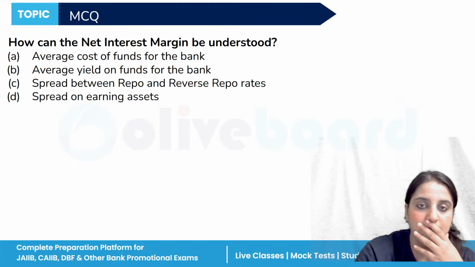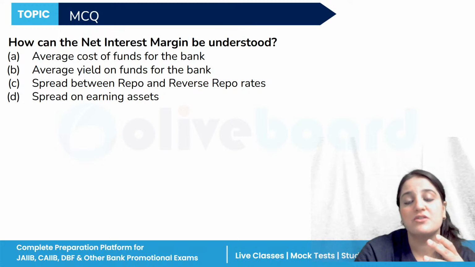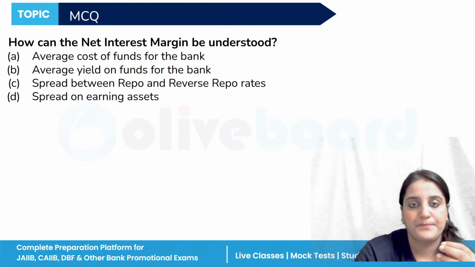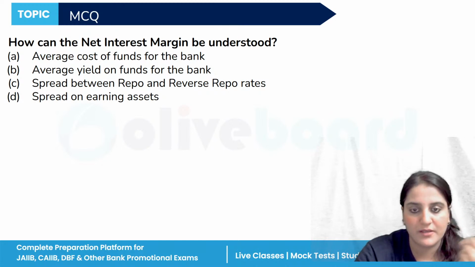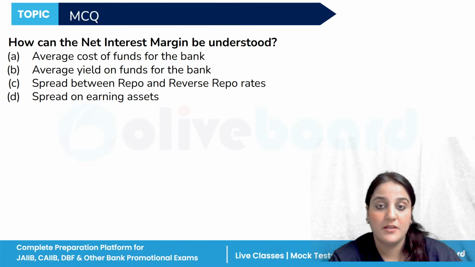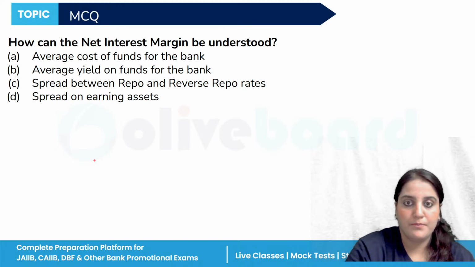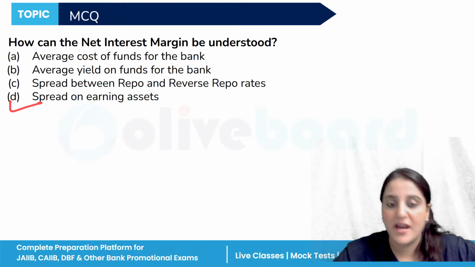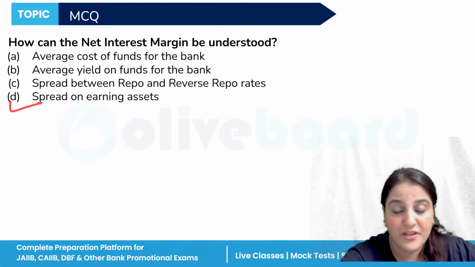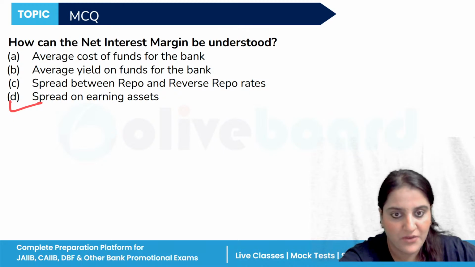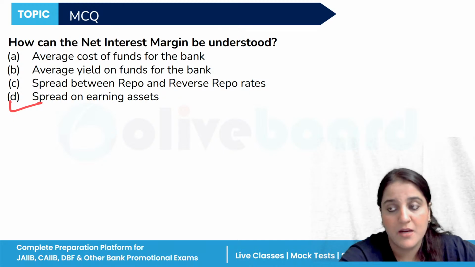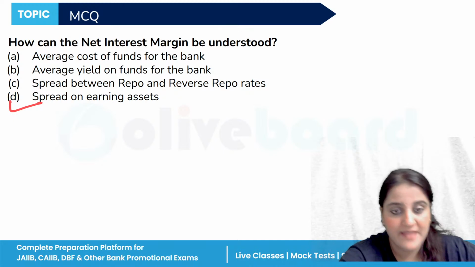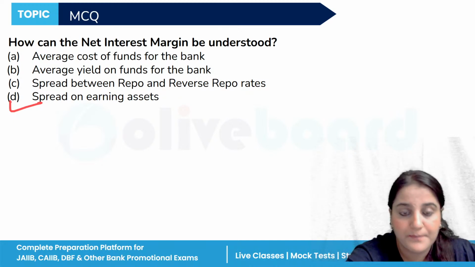How can the net interest margin be understood? It is a key profitability metric for the banks and other financial institutions. So we can say the correct answer is spread on earning assets because it represents the difference between the income earned on the assets and the interest paid on the liabilities.